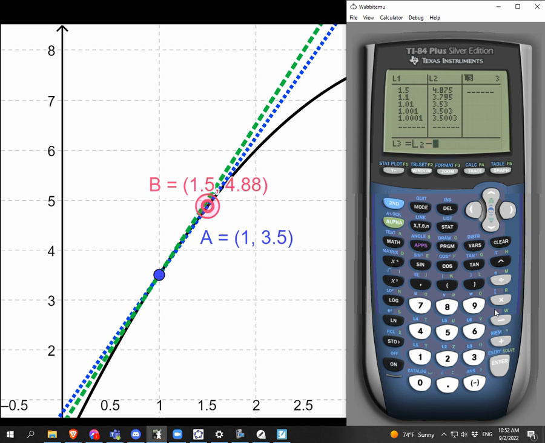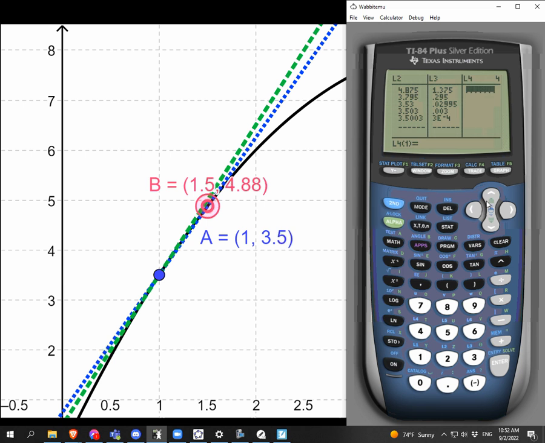minus, well, it's 3.5. The y coordinate when the input is 1 is 3.5. So L2 minus 3.5. Now notice what's happening to these rise values. The change in y was 1.375, then 0.295. It's getting smaller and smaller and smaller.